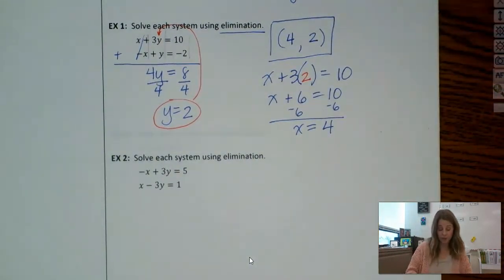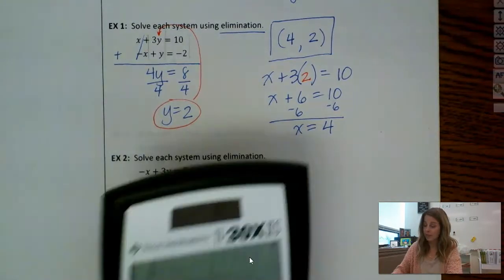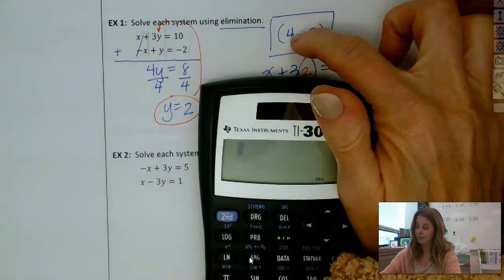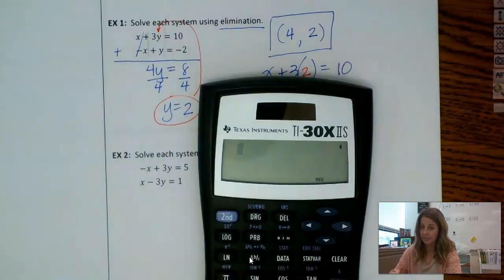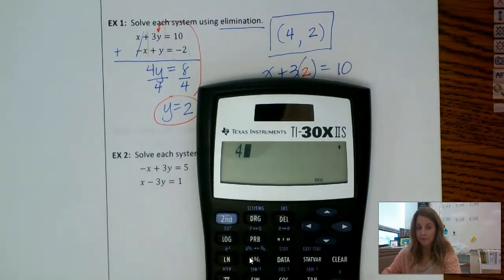Now I can always check these. What I can do is take my calculator and plug this in for x and this in for y. I'm going to type the first equation in but plug the numbers in. So instead of x, I'm going to do 4 plus 3 times the y value, which is 2, and hit enter. I better get 10 or something's wrong.